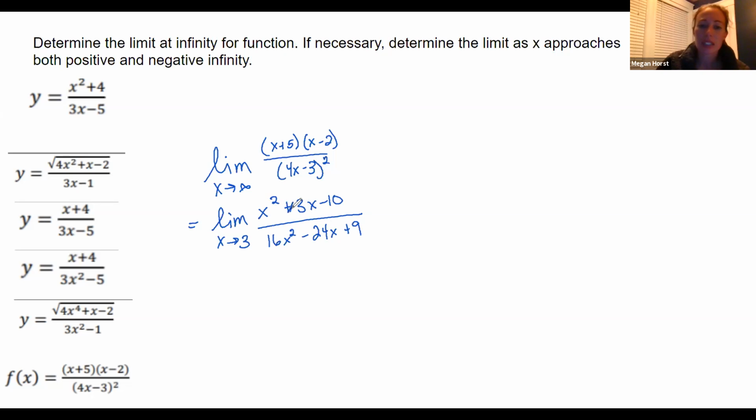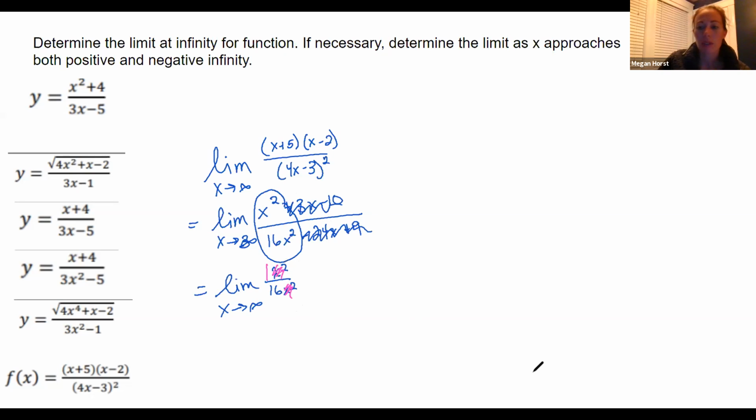I really didn't need to do any of this because it doesn't matter. The only thing I care about are these leading terms. So I'm taking the limit as x goes to positive infinity of x squared over 16x squared. I'm going to throw a 1 there. These two can cancel out because they're getting large at the exact same rate.